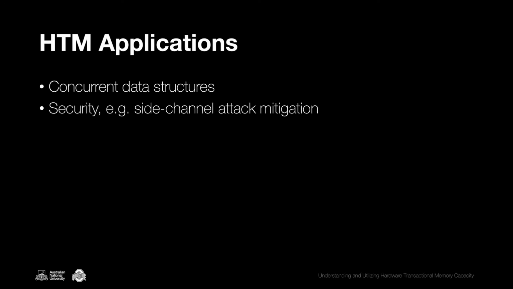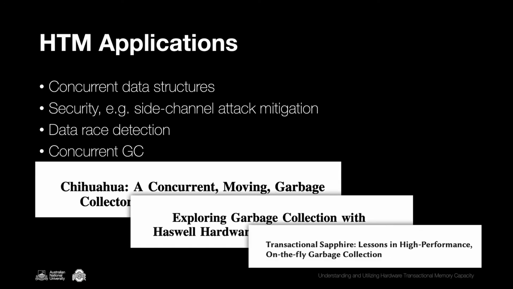HTM has many different applications. The atomicity guarantee can naturally be used to implement concurrent data structures, such as concurrent trees and concurrent maps, replacing lock-protected critical sections. It has many other use cases. For example, HTM can be used for security reasons, such as protecting against side-channel attacks, or detecting data races in programs. And people have even been trying to build concurrent garbage collectors using HTM.